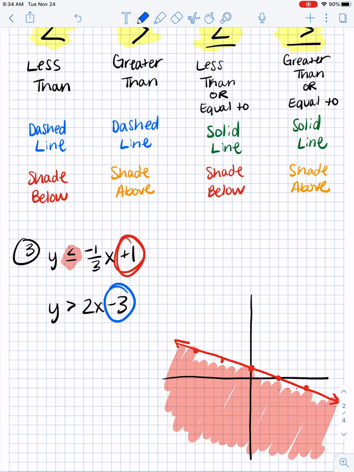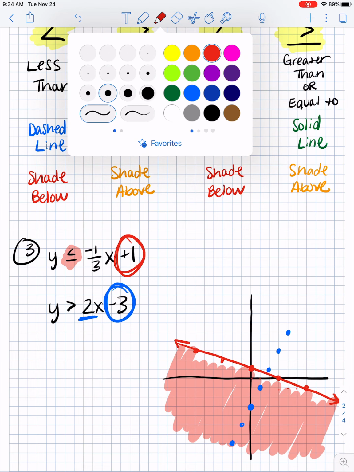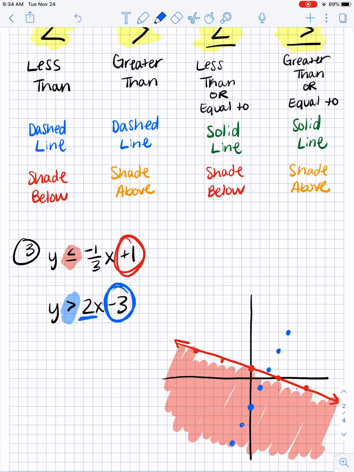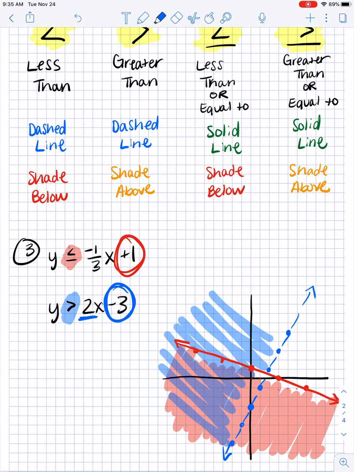My next inequality starts at -3 on my y-axis, and then it has a slope of 2. So up 2 over 1, up 2 over 1, up 2 over 1. You could also, from the beginning, go down 2 and left 1. So you have lots of points. And this time, my sign is just greater than. There's no line under my sign, so it's going to be a dashed line. When you connect your dots, it's this dashed line. And then it's greater than, so we're going to shade everything above the line.